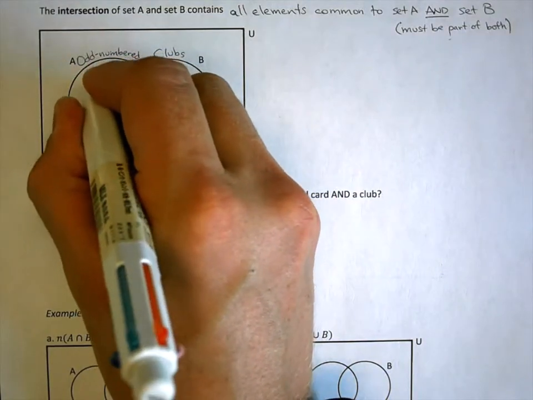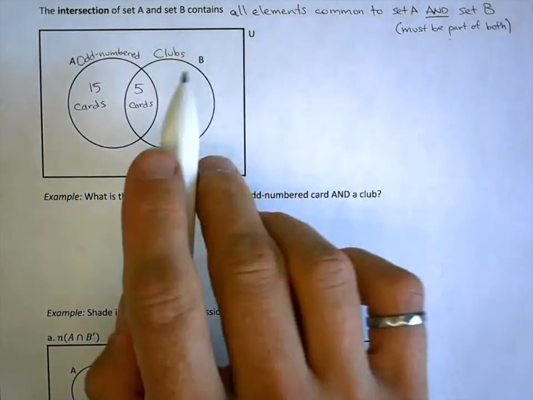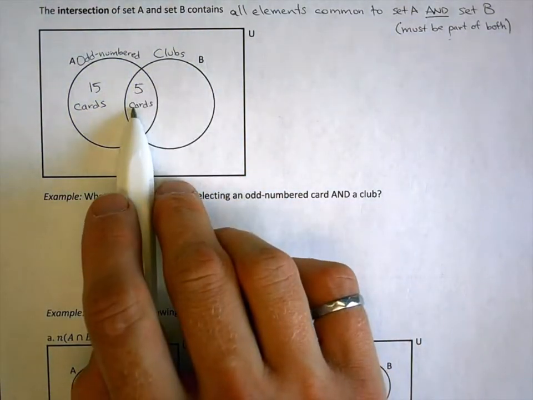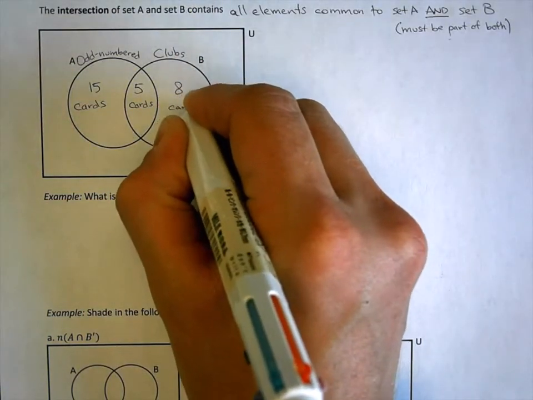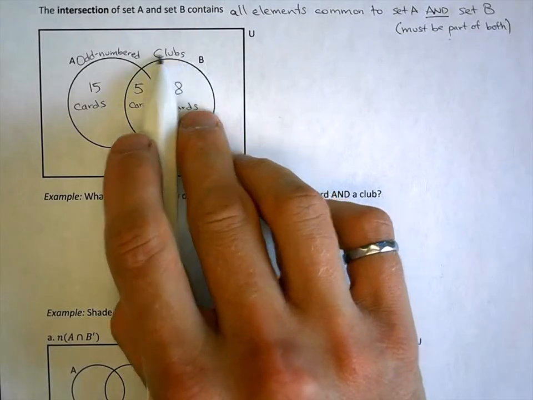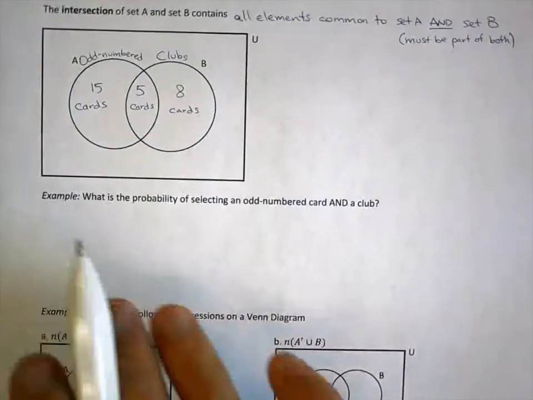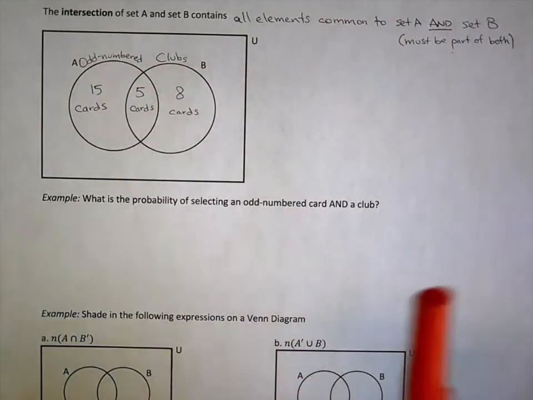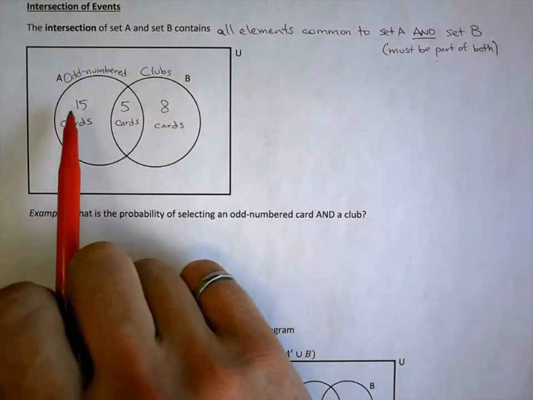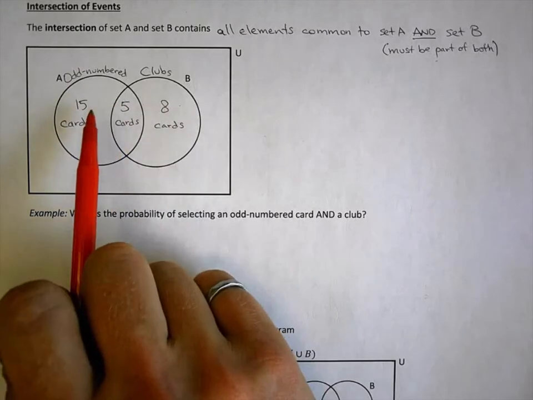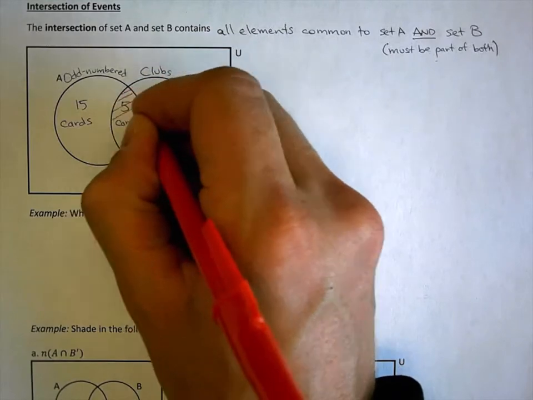We have 15 then, to make 20, that are odd. And how many are clubs? Well, there are 13 clubs in total. 5 of them are also odd numbers, so how many are left over? 8 cards. This is an important distinction, right? Clubs, there are 13 in total. That's 5 plus 8. Okay. So if I'm talking about the intersection, that means I'm talking about the elements that are both odd numbered and club. They're part of both of these things. So that would just be this exclusive set in the middle.